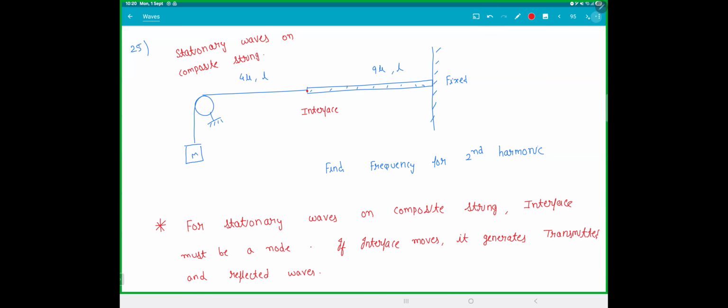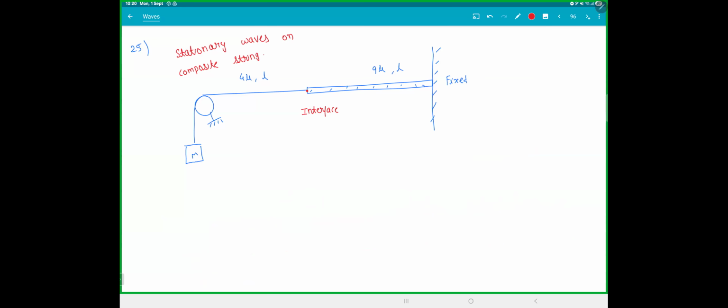So that's it. Once you got that idea, it is pretty straightforward. You can treat both of them as two different strings. Remember, they'll have the same frequency. N1 by 12 root over tension is also the same. Mu1 is equal to N2 by 12. Let's just write this up. 4 mu root over T by 9 mu. We get N1 by N2 is 3 is to 2. So N1 to N2 is 2 is to 3.